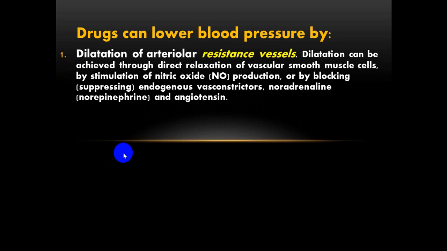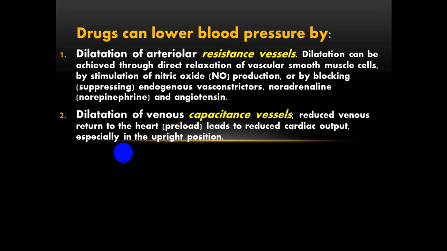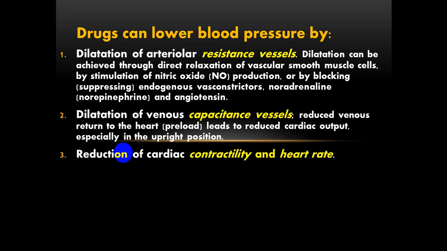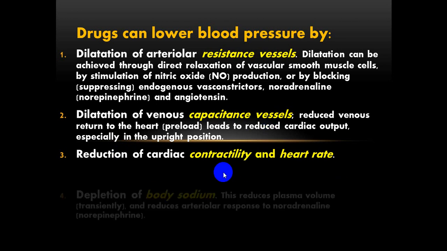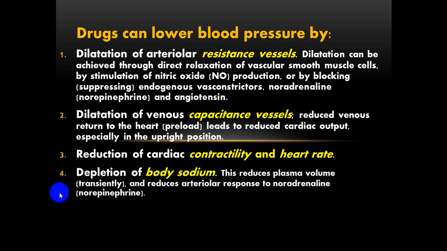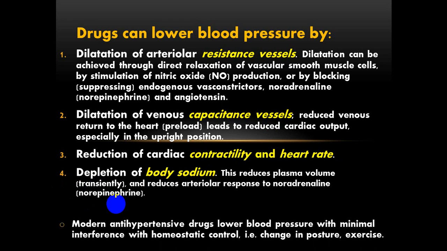So how do drugs lower blood pressure? First, dilatation of arteriolar resistance vessels. This is the first mechanism. Second, dilatation of venous capacitance vessels. This is the second mechanism. Third, reduction of cardiac contractility and heart rate. And of course, this controls the cardiac output. The first two, dilatation of arterial resistance vessels and dilatation of venous capacitance vessels, lead to decreased peripheral resistance, while reduction of cardiac contractility and heart rate lead to decreased cardiac output. Depletion of vital sodium is the fourth mechanism by which drugs can lower blood pressure.